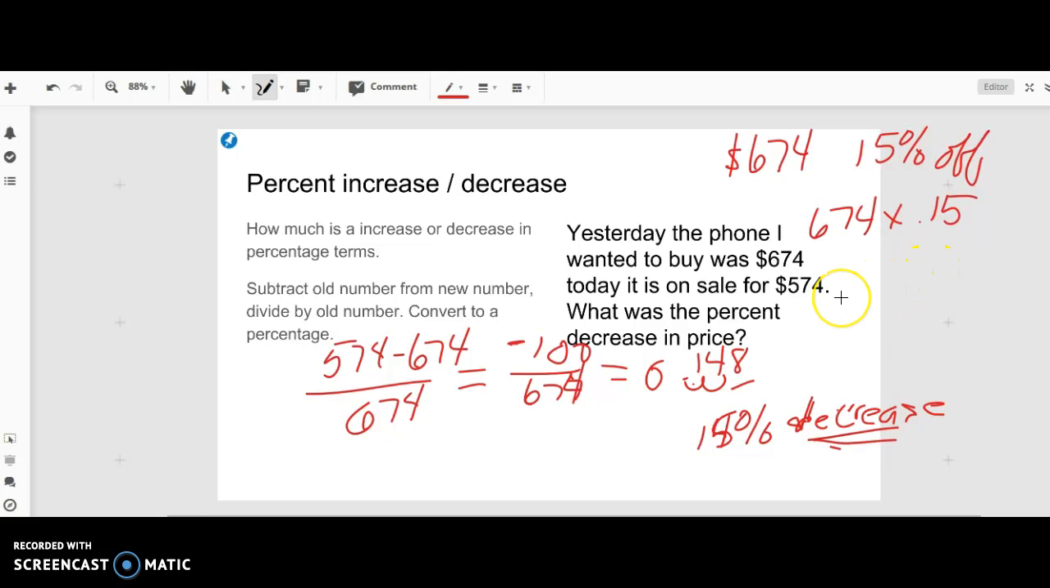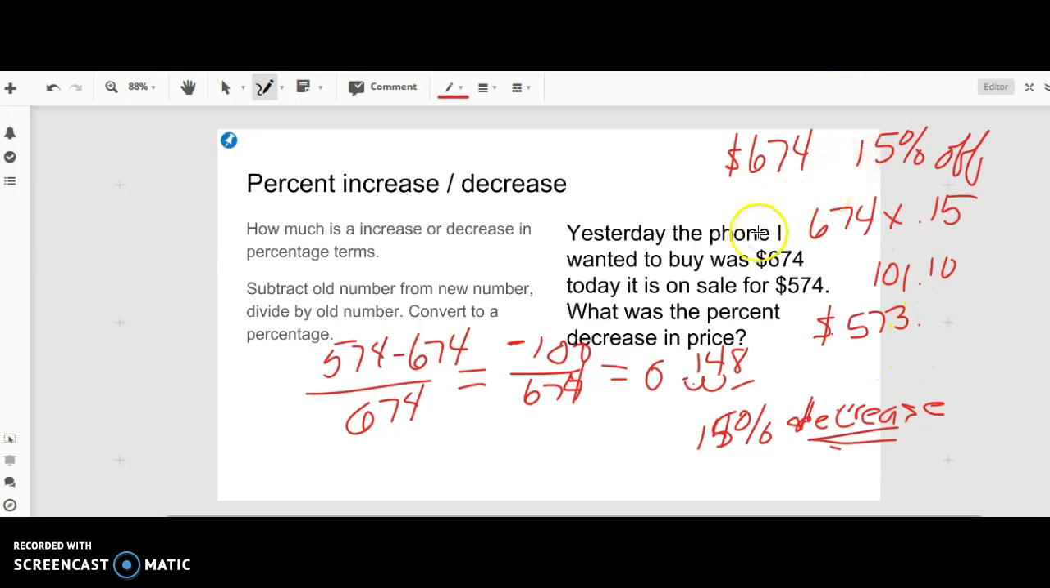But, well, let me give you the answer. Let's put it in the calculator. 674 times 0.15 is $101.10, which then means the new cost would be 674 minus $101, which is $573, or $572.90 if you wanted, which is about a 15% decrease.